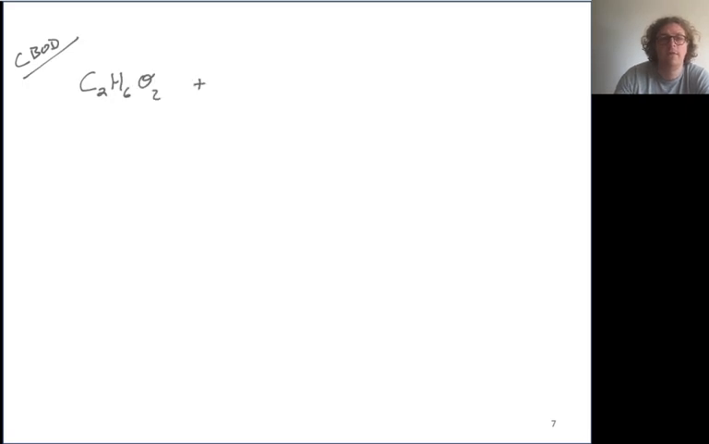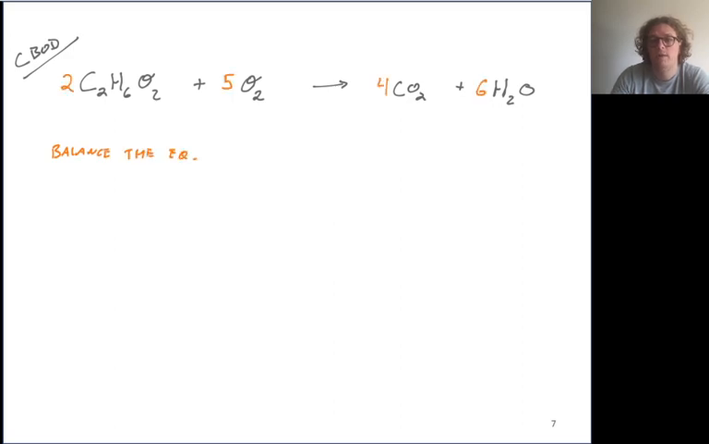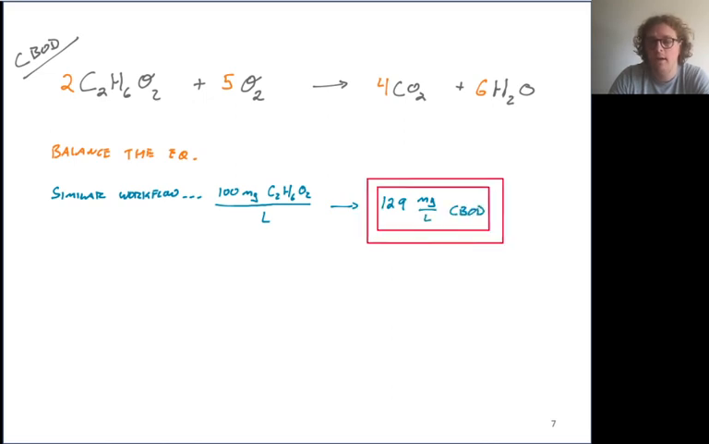The story's pretty similar for CBOD. So here's a really generic equation written for our ethylene glycol. It's always good to check that this equation is actually balanced, and so you can see I've added those components out front. At this point, rather than giving you the solution, what I will do is tell you, using a similar workflow that we saw on the previous slide and stoichiometry, which I think you all are pretty good at by this point in your careers, we should be able to get from 100 milligrams per liter ethylene glycol to about 129 milligrams per liter of carbonaceous BOD.